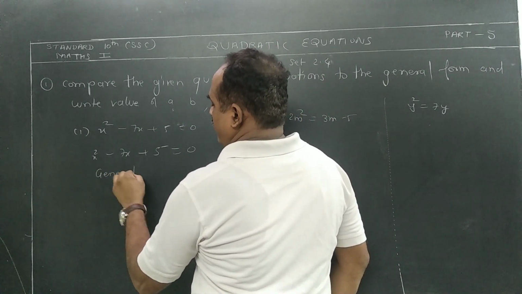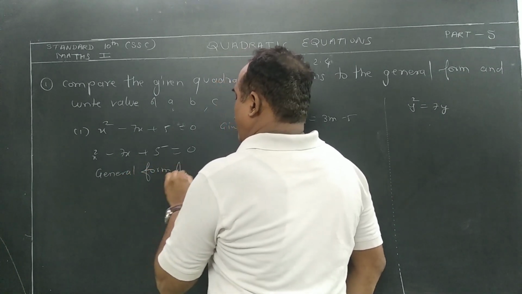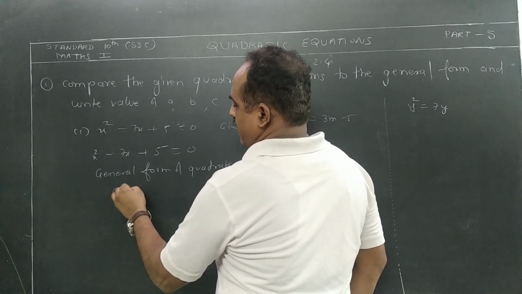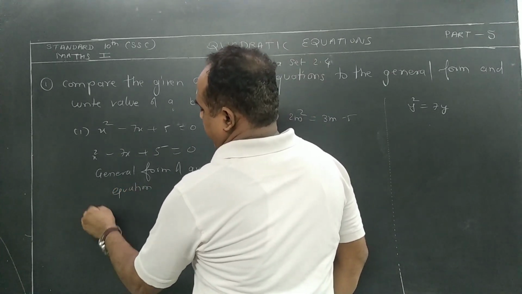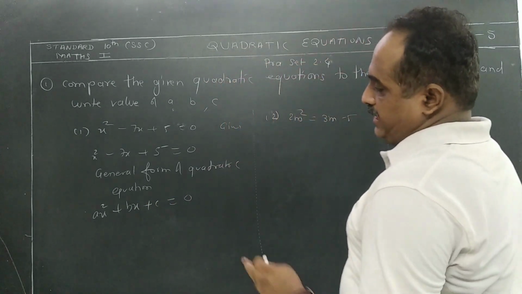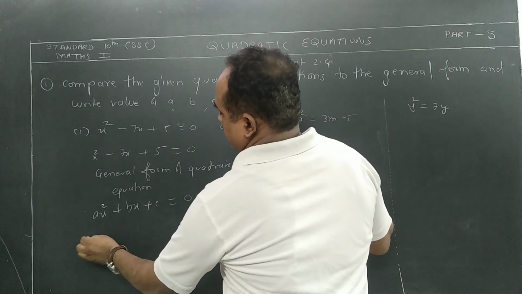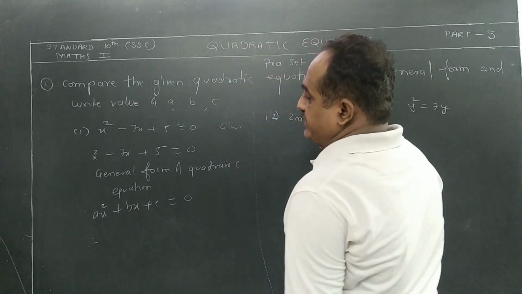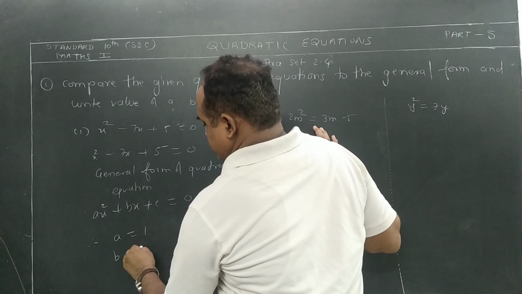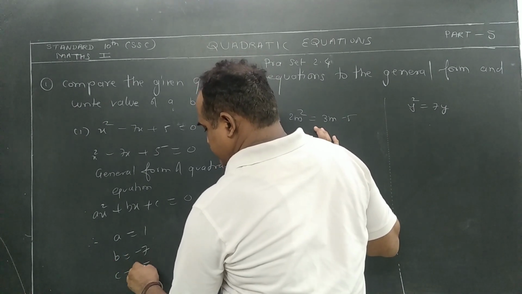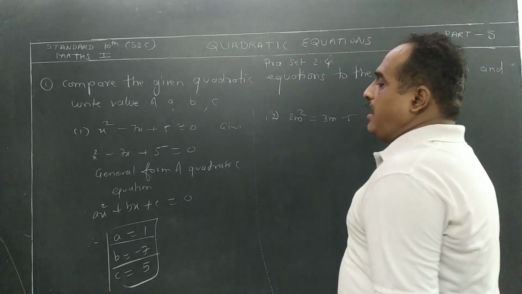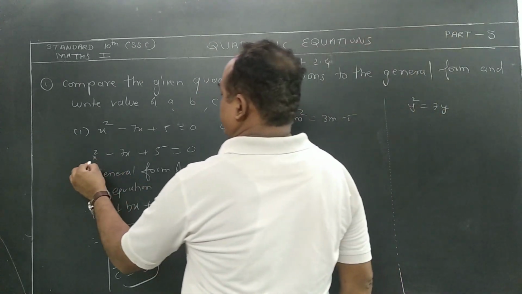The general form of a quadratic equation is ax square plus bx plus c is equal to 0. We have written this in this form only. And what is the value of a? a is 1, b is minus 7, and c is 5. How do you write the values of a, b, and c? By comparing with the general form, you can write them.